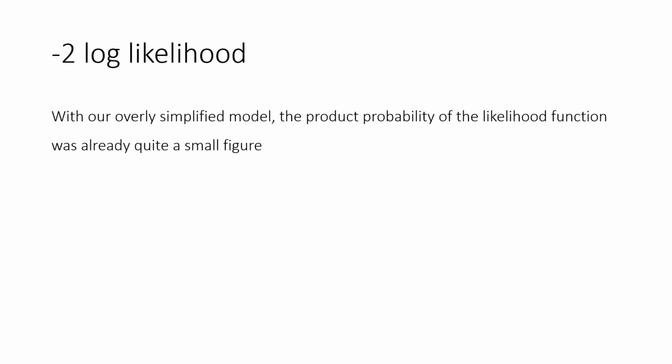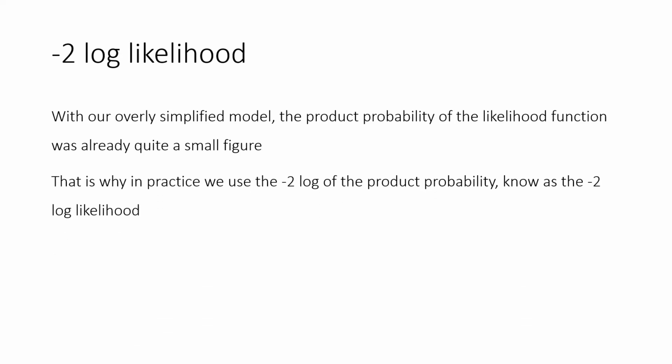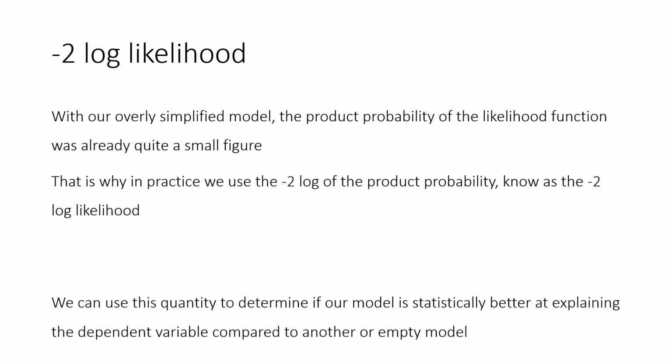And you can see that it fits the data even tighter than we saw earlier. Now, with this overly simplified model, we saw that that product probability, 6.6%, 0.066, was already fairly small. Not that small, but you can probably see that when you have 100 observations, for instance, this figure can get very, very, very tiny. That is why in practice, we don't actually use that product probability anymore, but we use the -2 log of that product probability. And that is also known as the -2 log likelihood.